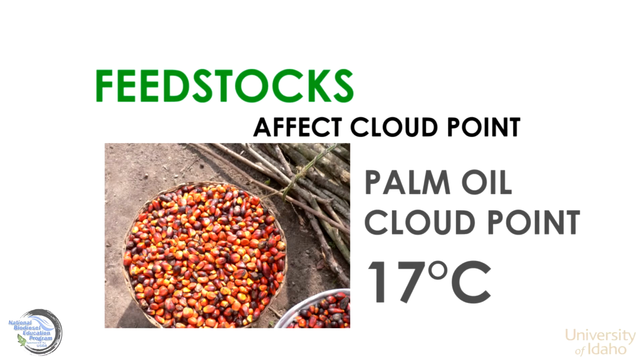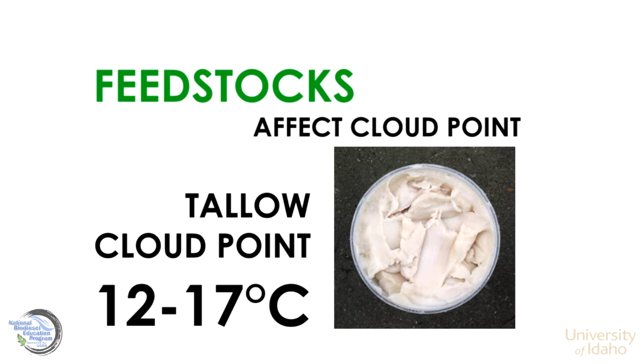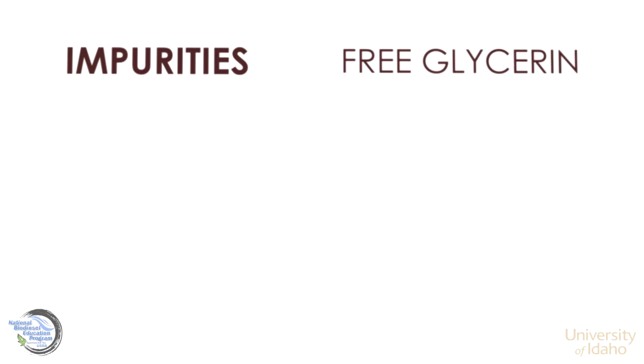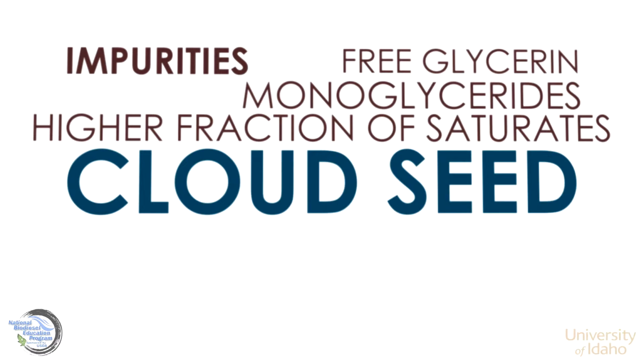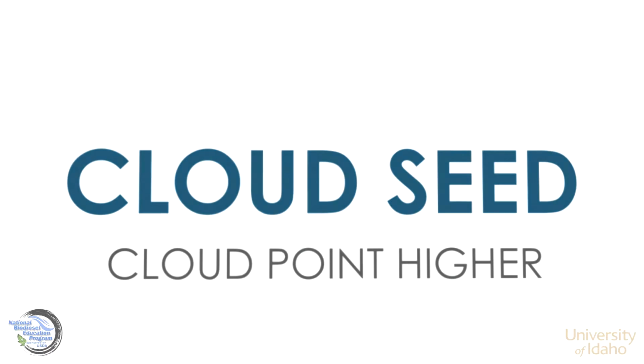Palm oil, with its high saturated palmitic acid content, begins to cloud around 17 degrees Celsius. Biodiesel made from tallow and animal fat can cloud anywhere between 12 and 17 degrees Celsius. Impurities such as free glycerin and monoglycerides, and feedstocks with a high fraction of saturates, crystallize at higher temperatures and can serve as cloud seed, making the overall cloud point higher.